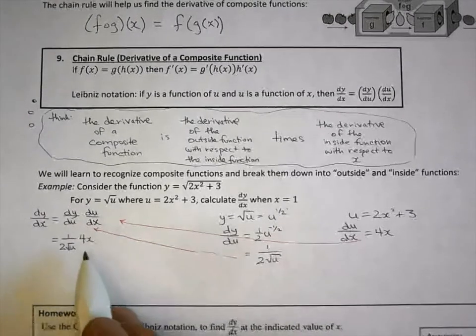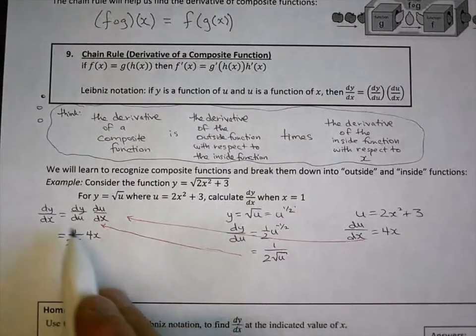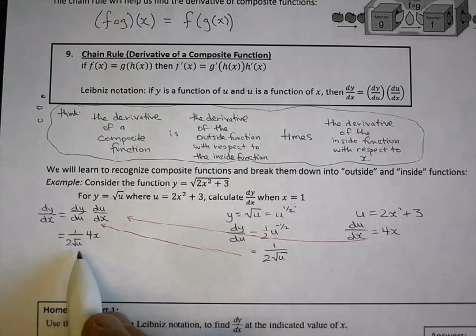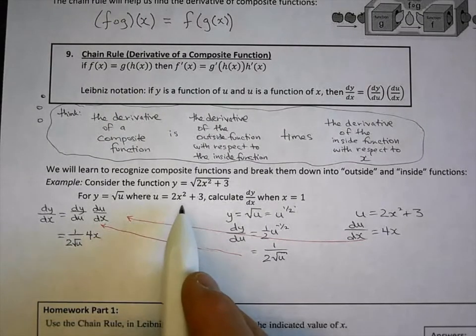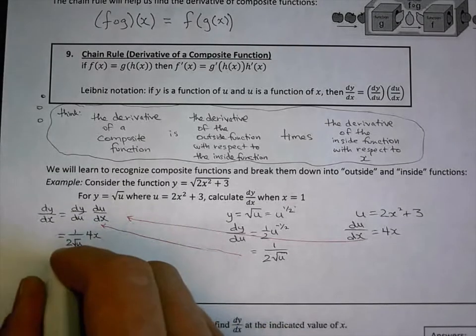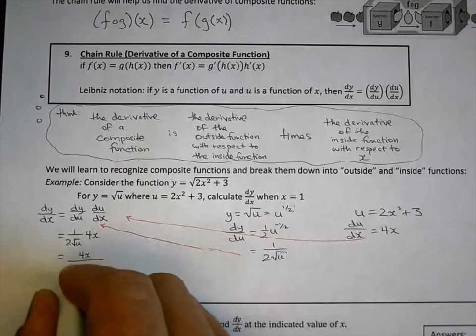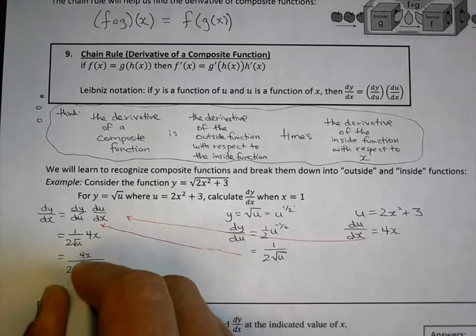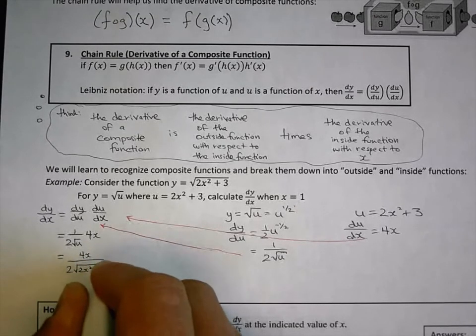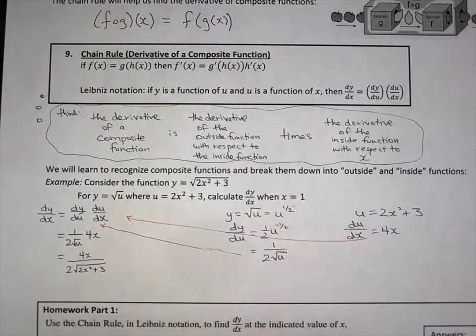Now normally this would be a problem. You can't have an answer with an x or with a u in it. So I should technically sub in u is equal to 2x squared plus 3. So I end up with 4x over 2 root 2x squared plus 3. There's my derivative.